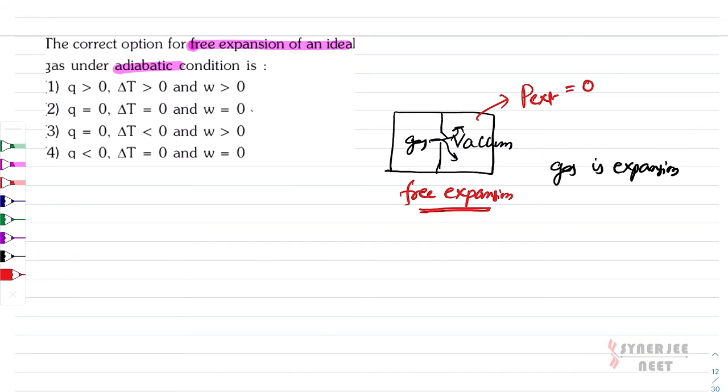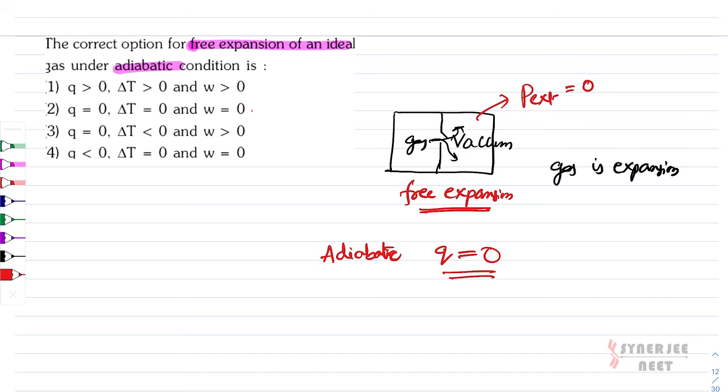Now in this free expansion, they are saying it is adiabatic. Adiabatic means there is no heat supply, heat is not given and heat is not taken. There is no exchange of heat energy between gas and the surroundings. Therefore Q is equal to 0. Sorry, Q is equal to 0 is the adiabatic case.